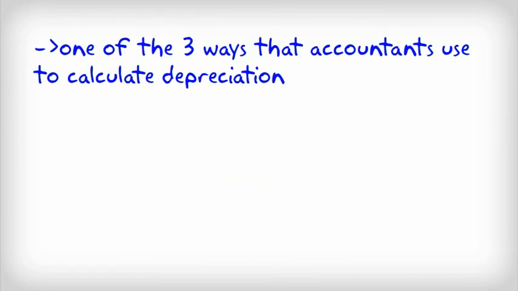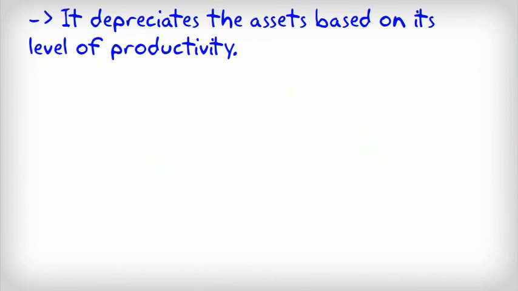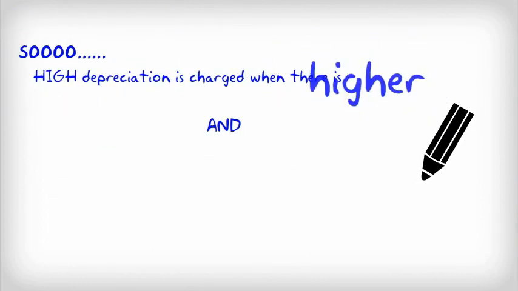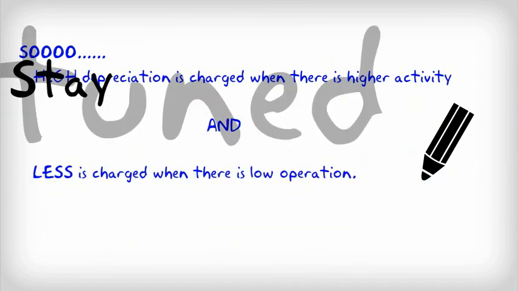So as you know, this method calculates depreciation for the capital assets of a company, but this method is very unstable. It depreciates the asset based on its level of productivity. For example, a company must first determine a depreciation rate per unit by the number of units it should produce. To determine the depreciation for a given accounting period, the company must multiply the rate by the actual units produced during the period. So basically, high depreciation is charged when there is high activity, and less is charged when there is low operation.